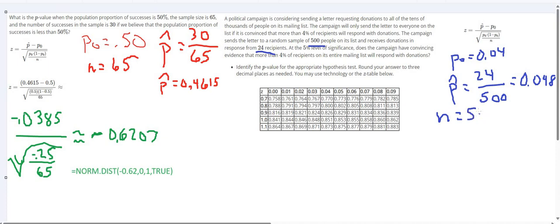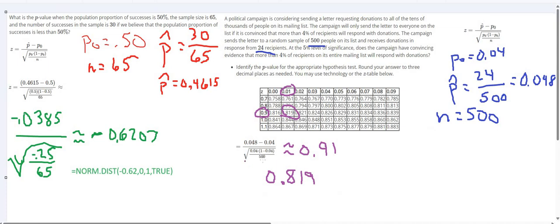Now we just got to plug them into our equation carefully. And again, work this out however you need to, but this should give us a value of about 0.91. And again, we could go to the z table, which I showed before here, and this one they give it to you, which is nice. Sometimes they don't do that. Cross section of 0.9 and 0.01, which gives us 0.819, but that's not going to be our answer. This is a right-tailed test. We have to subtract it, so it's going to be 1 minus 0.819, which is about 0.181.